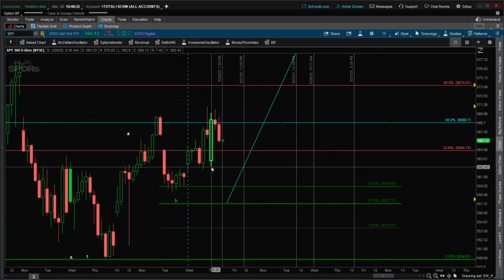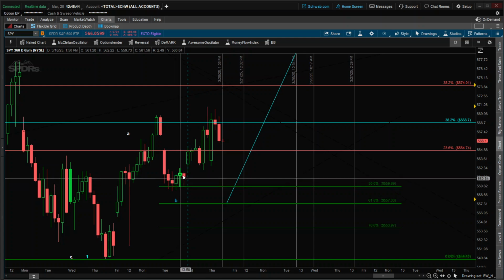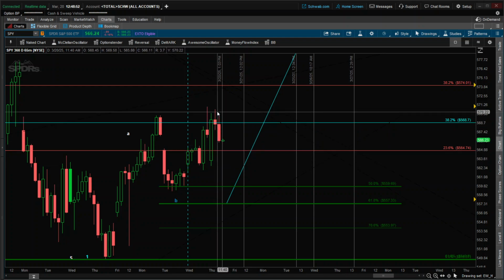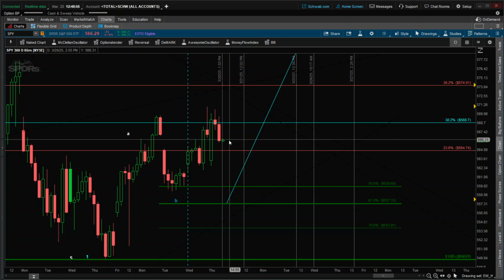Now, this structure is negated under 562, and I can even get an exact number. The low is 562.60. Price breaks down from 562.60, that crushes this whole scenario that I'm talking about, at least this portion of the structure where it's a 1-2 setup. All right, you have a 1-2, 1-2 setup. That's what I'm looking at. If you don't know what that is, I have a video for 1-2 setups.